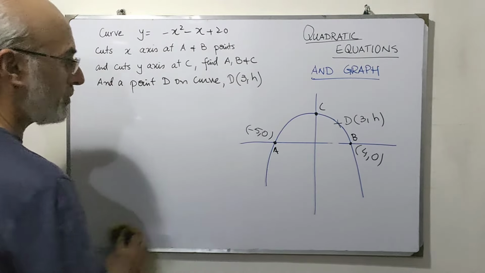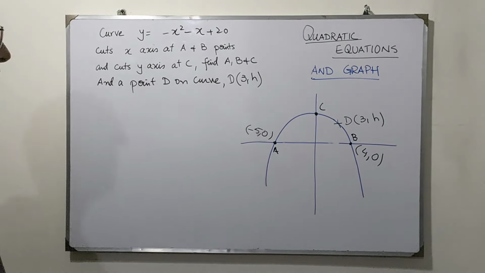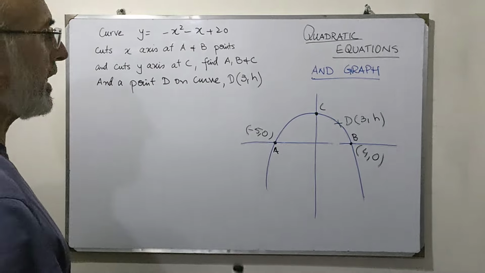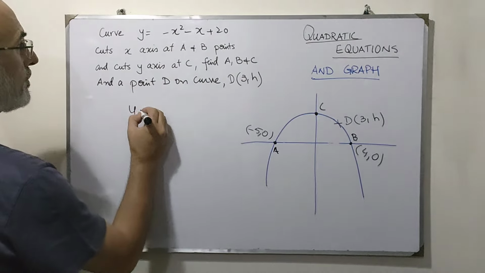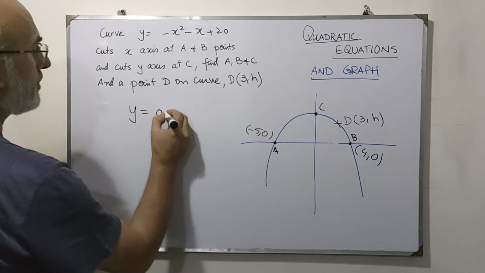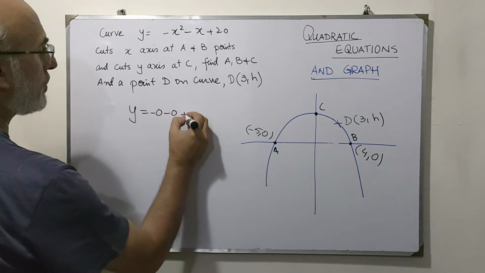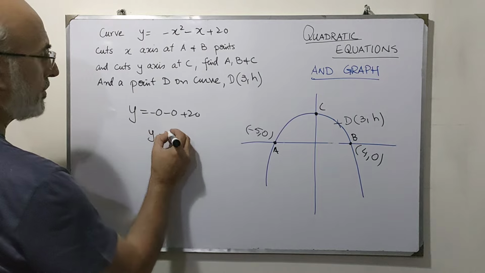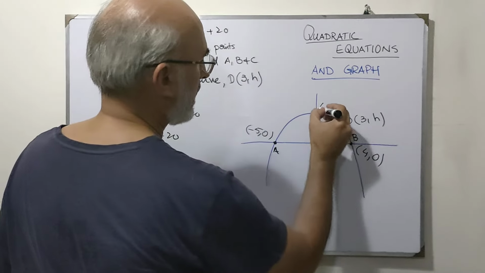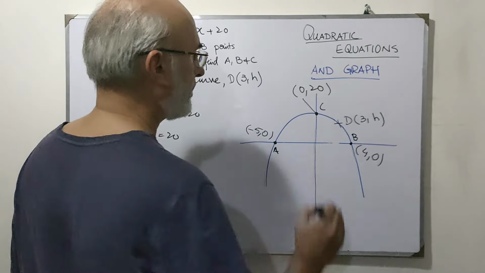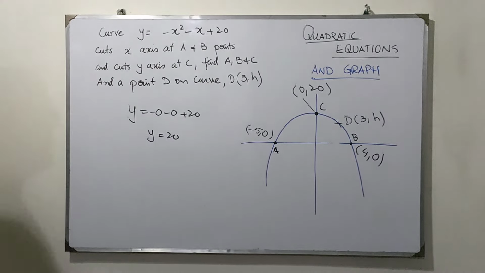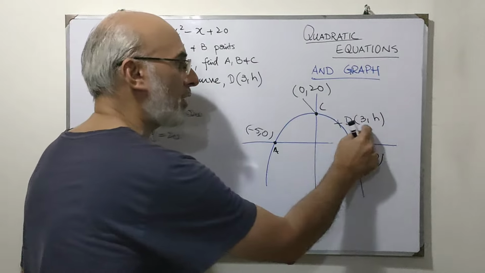Now let's find the value of point C, and point C is basically the y-intercept, and for y-intercept we know that the x is 0, so y is equal to 0 minus 0 plus 20, so y is equal to 20. So here what we are going to have is 0 and 20. Okay. Now to find the value for this point.